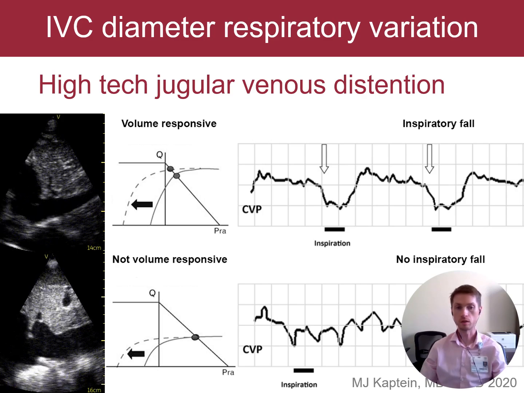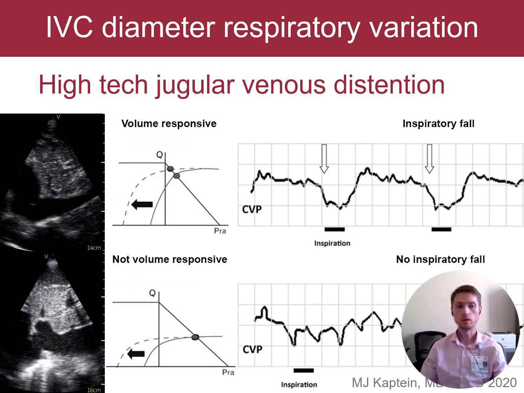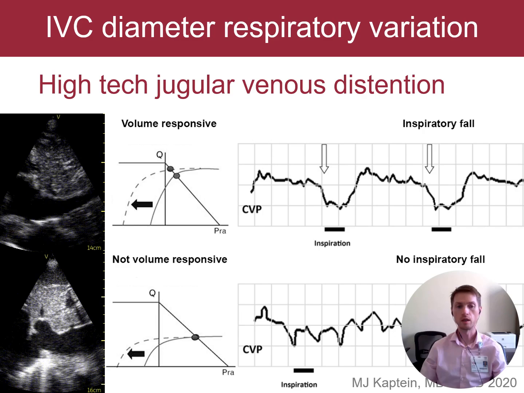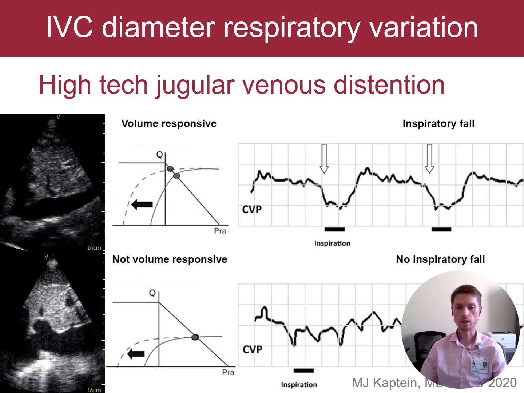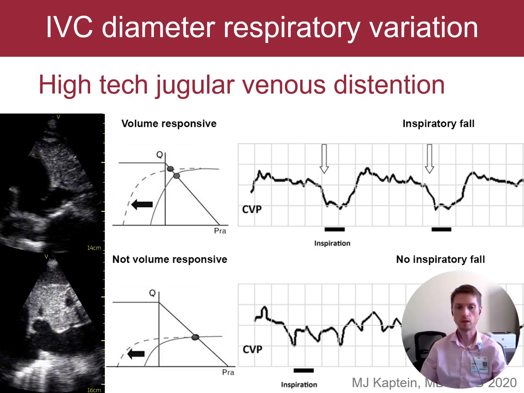In a patient who is less likely to be volume responsive, more likely to be volume overloaded, you'll see an IVC diameter that is consistently large over the respiratory cycle. And when the right atrial pressure changes with inspiration, it changes in a way that its intersection with cardiac output is not changed, and so the IVC diameter is not changed. And such patients would be less likely to show an inspiratory dip in the central venous pressure.